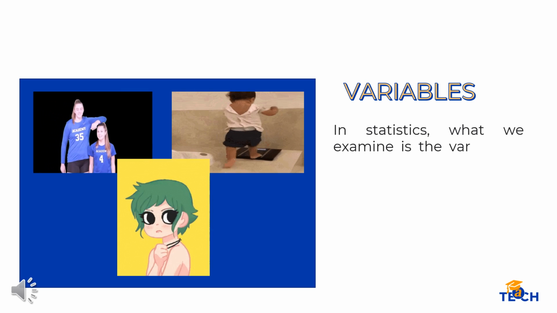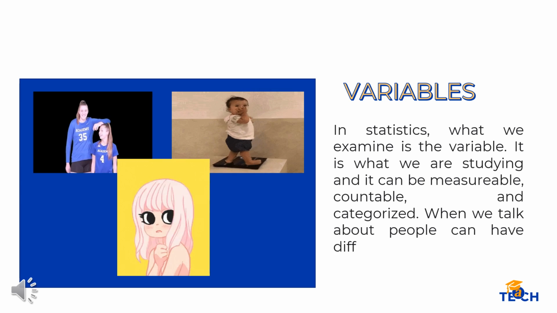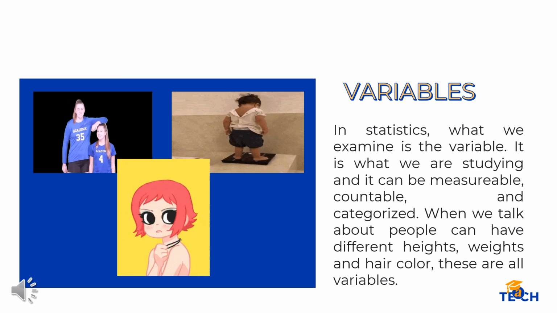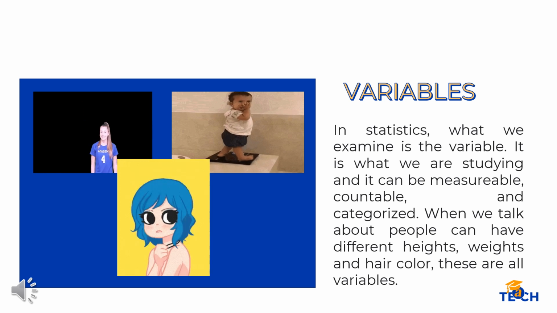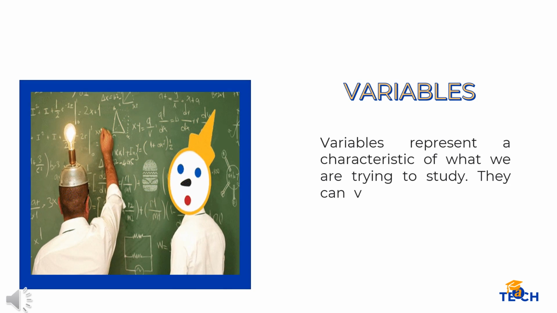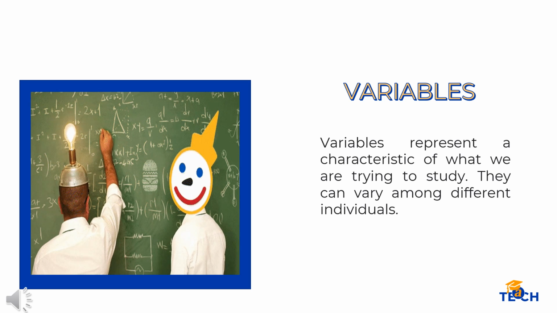In statistics, what we examine is the variable. It is what we are studying and it can be measurable, countable, and categorized. When we talk about people, they can have different heights, weights, and hair color; these are all variables. Variables represent a characteristic of what we are trying to study. They can vary among different individuals.